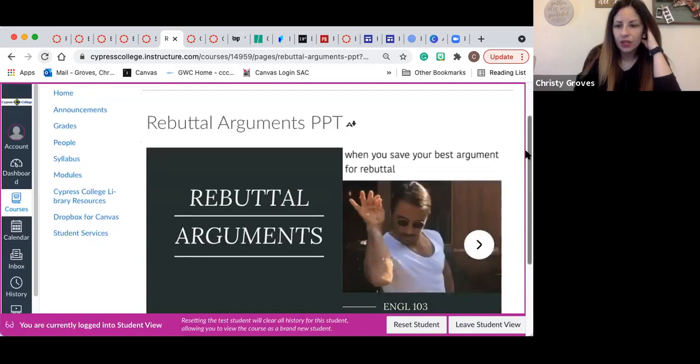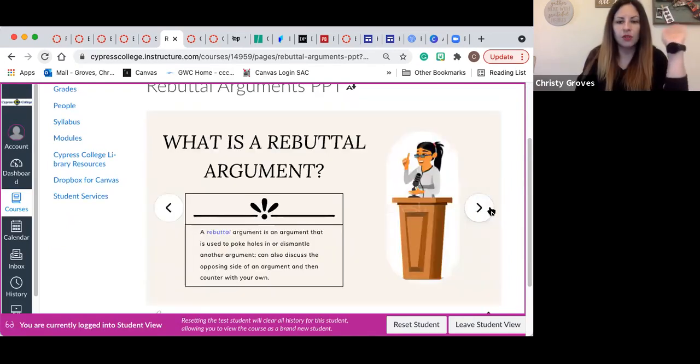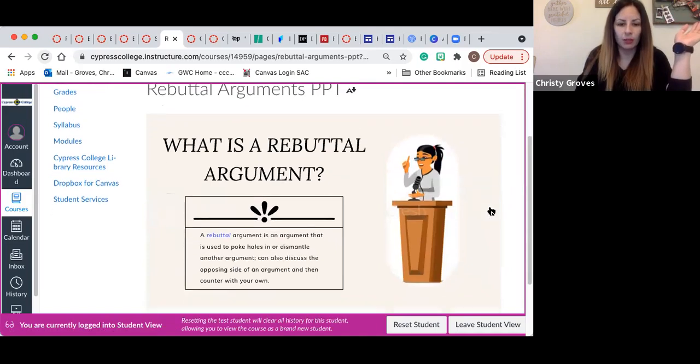This is going to focus on just writing an essay that is purely a rebuttal, okay? So first and foremost, what is a rebuttal argument? A rebuttal argument is an argument that is used to poke holes in or dismantle another argument, to pick apart another argument. But it can also discuss the opposing side of an argument and then counter with your own proposed solution, argument, etc., perspective.